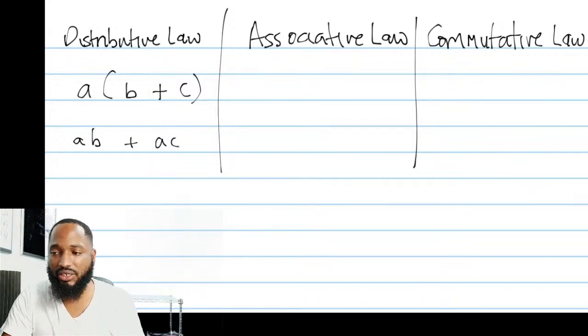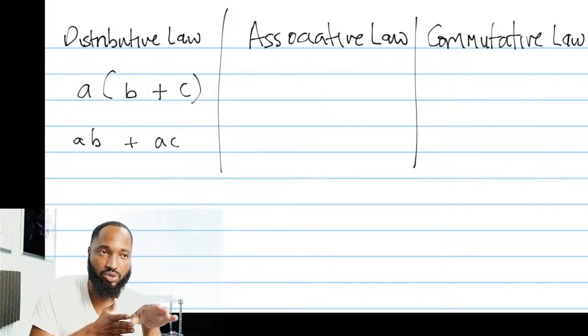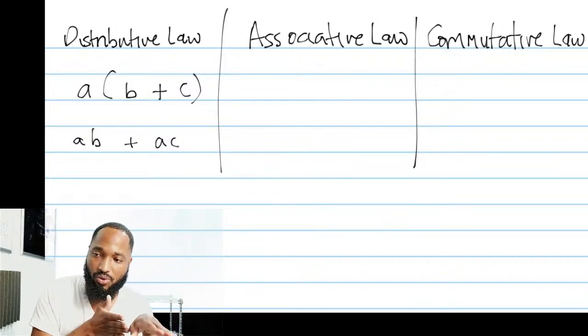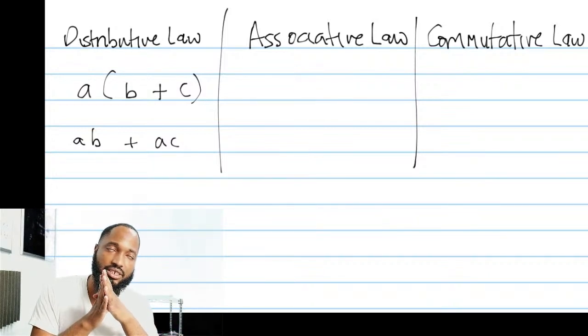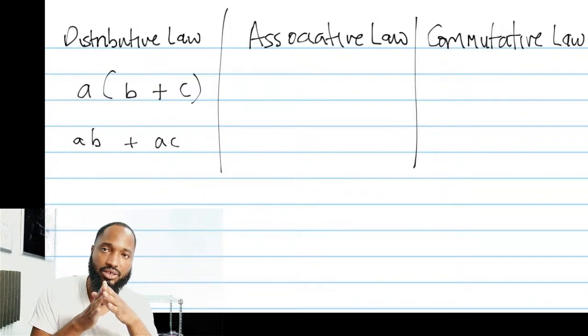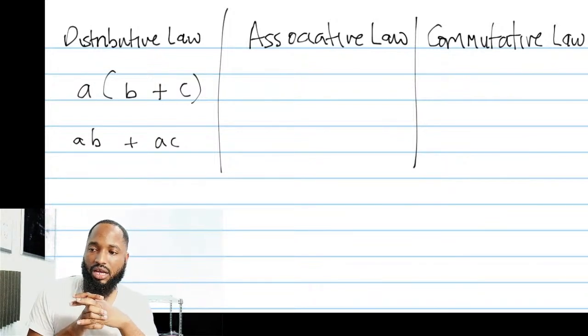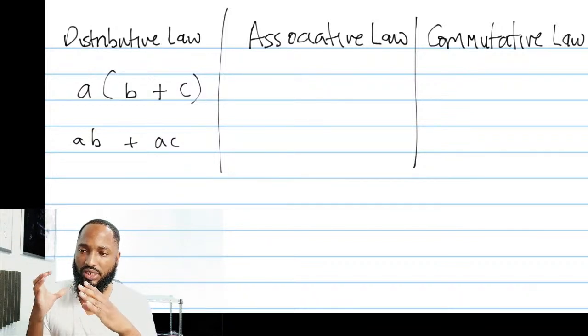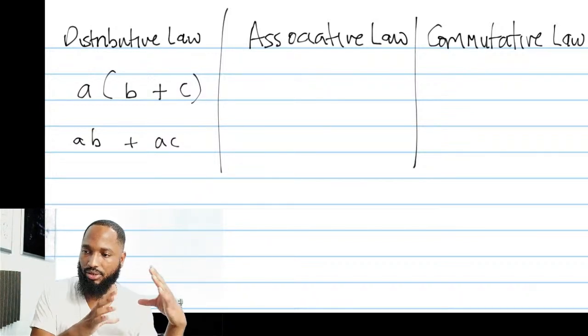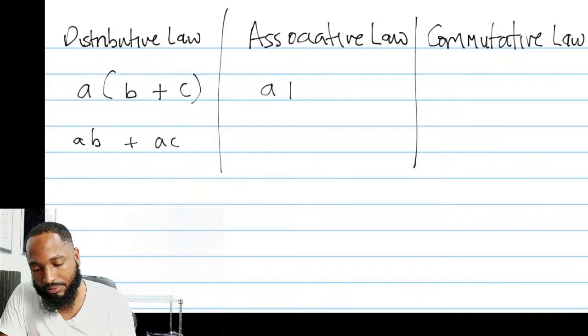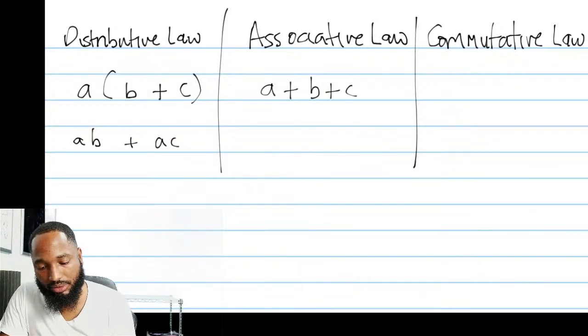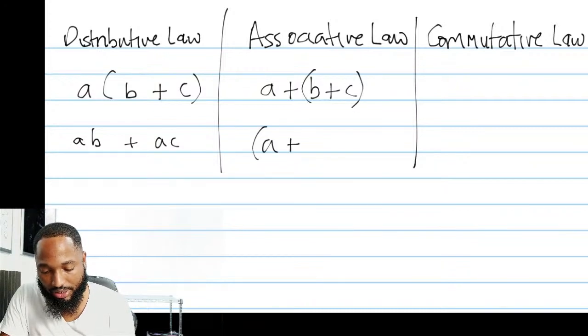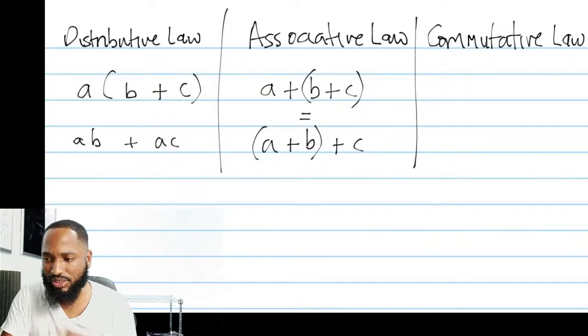Associative law, commutative law. Commutative, commute, go in a direction, how you go. Commutative law deals with order. Associative law, we associate with the group. Associative law deals with grouping. So A times (B plus C)... so the associative law is saying that A plus (B plus C) is the same as (A plus B) plus C. Right? I just put the equal in between this.